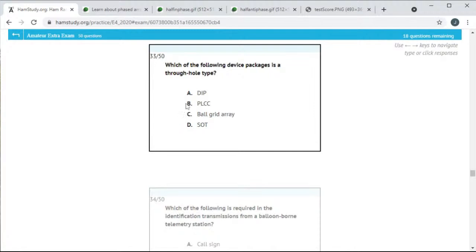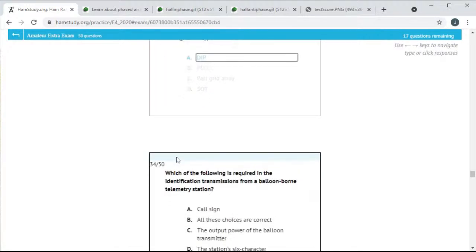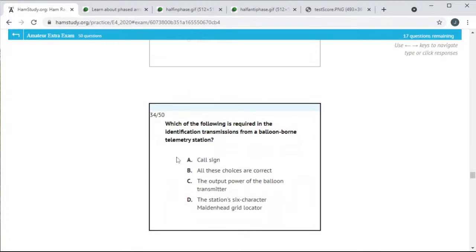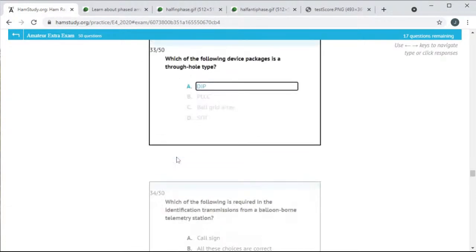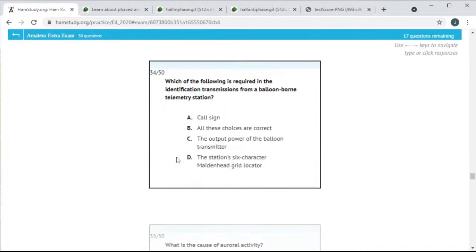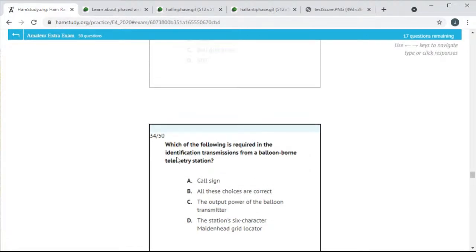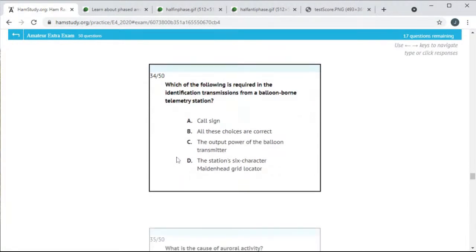I do not know. I'm just going to go with DIP because I don't know. I don't really know what the other ones are. PLCC, I vaguely remember. It sounds familiar, but I don't know what it is. And the other two, I don't have any idea what those are.